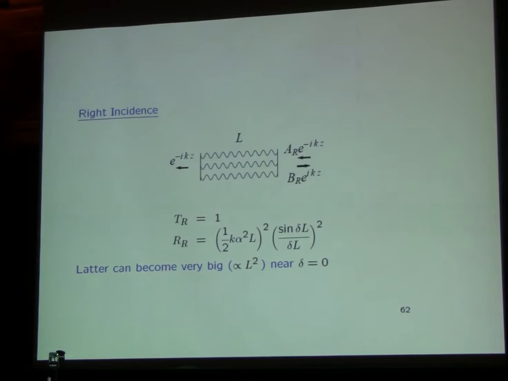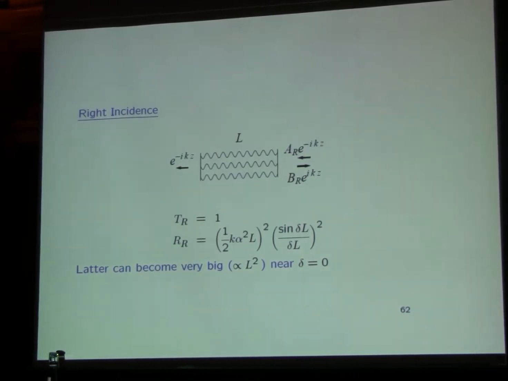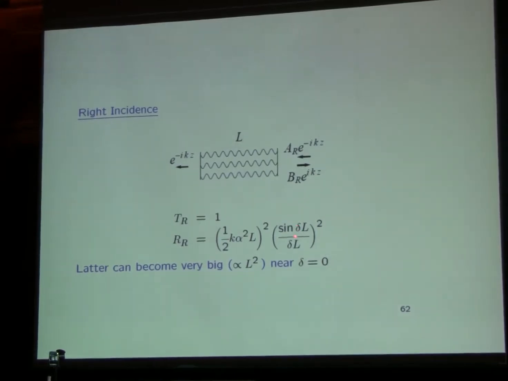On the other hand, it's quite different for a right incidence. If you go from right incidence, then you actually... sorry, that's actually wrong. The transmission coefficient is again 1. In fact, the transmission left and right, there's a theorem that it has to be the same. But the reflection coefficient has this form. I didn't tell you what delta was here.